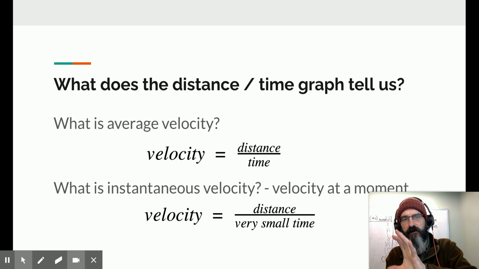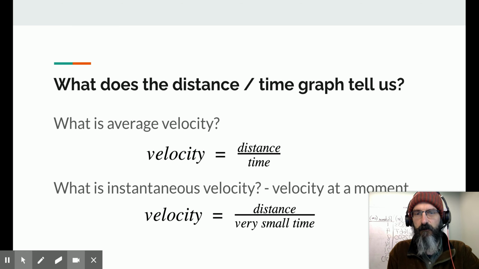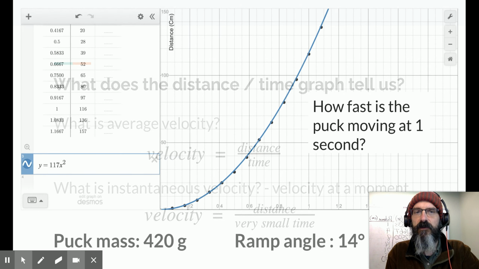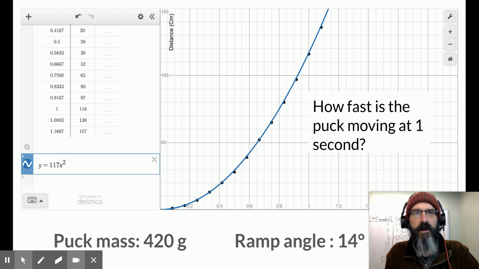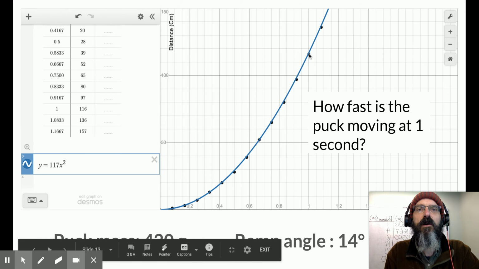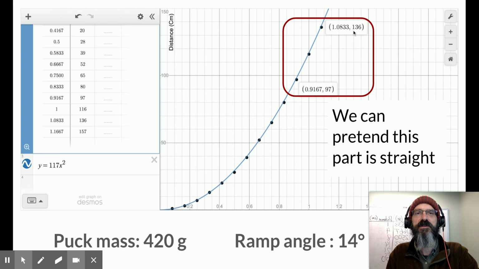We're going to see how this relates to our puck sliding down a ramp in just a moment here. So I'm going to ask again, how fast is the puck going at 1 second? This is one of our graphs. So here we are, 1 second, how fast is the puck going? I want us to focus on the region right around 1 second. And we can click on these data points and actually get times for these 2 points and distances.